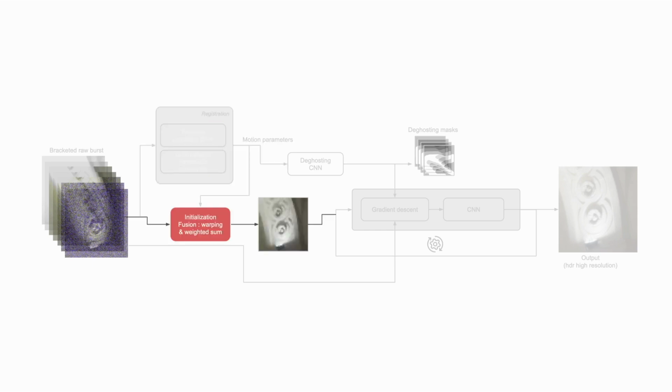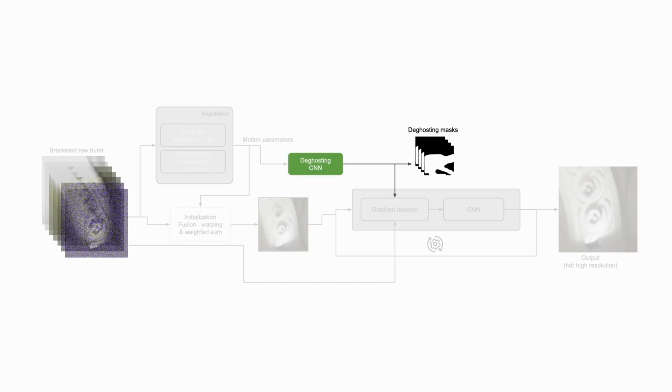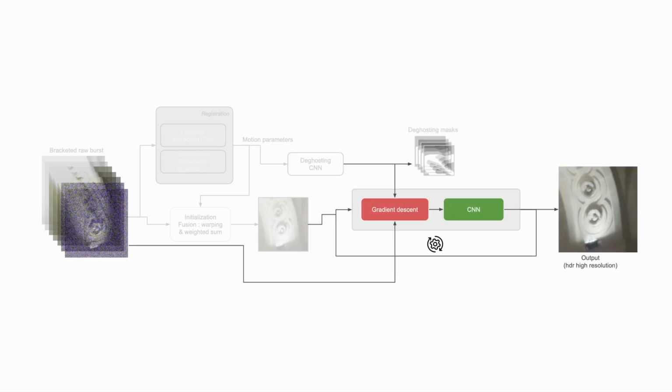Then the frames are warped according to the estimated motion vector and fused to produce a first coarse estimate of the restored patch. The motion parameters are also used to estimate some deghosting mask with a second neural network, in order to reject pixels which are misaligned, for example due to non-rigid motions in the scene or because of parallax. The final image is obtained by alternating between optimization steps on the smooth part of the energy being minimized and evaluating a CNN accounting for the image prior.